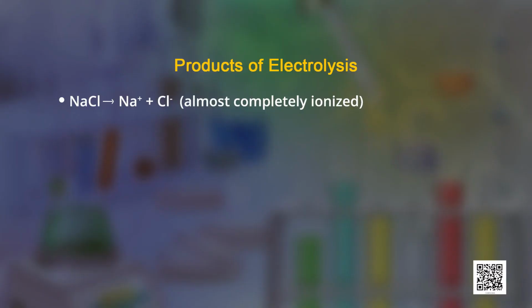We now consider aqueous sodium chloride with inert platinum electrodes. Aqueous sodium chloride is a strong electrolyte and gets completely dissociated in aqueous solution. Water, which acts as a solvent here, is a weak electrolyte and is weakly dissociated. So, sodium chloride breaks into sodium ions and chloride ions. At the cathode, there is a competition between the reduction reactions.